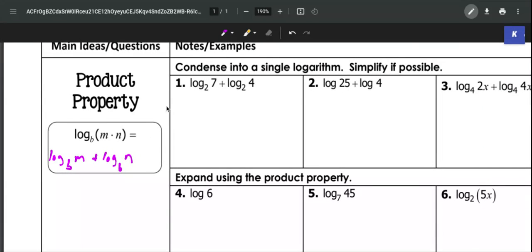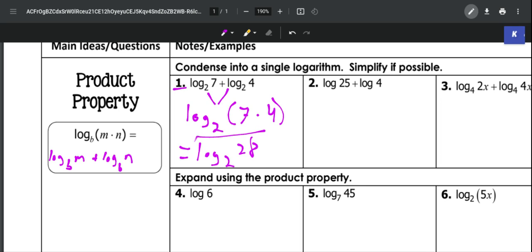So here's what that looks like. When it says to condense these into a single logarithm, this is how you do it. You take this property and rewrite it based upon that property. So if we look at number 1, we have log base 2 of 7 plus log base 2 of 4. We rewrite this by combining and condensing it into log base 2 of 7 times 4, and then we can simplify this to log base 2 of 28.